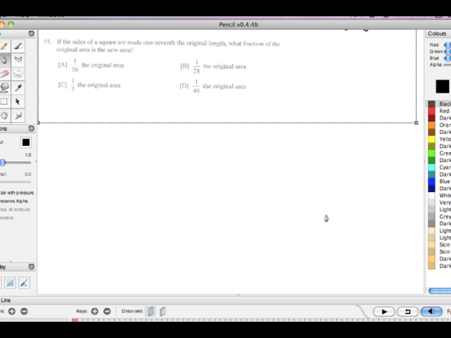If the sides of a square are made 1/7 the original length, what fraction of the original area is the new area? So we have a 1, that's the worst square I've ever seen. Okay, this one is a little bit better. 1/7 by 1/7. Okay, if this is our original square, and then we go down to 1/7, the area here is 1, and the area here is 1/7 squared, or 1/49. So we would have 1/49 the original area.